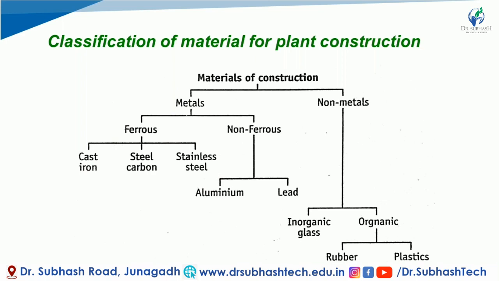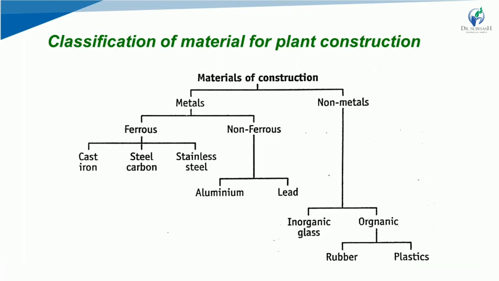As you can see in this classification, material of construction is classified into two: metals and non-metals. Metals are again classified into ferrous and non-ferrous. Ferrous are classified into cast iron, carbon steel, and stainless steel. Non-ferrous are classified into aluminium and lead. Non-metals are classified into inorganic, such as glass. Organic are again classified into rubber and plastic. One by one we are going to see some of the most important metals and non-metals.